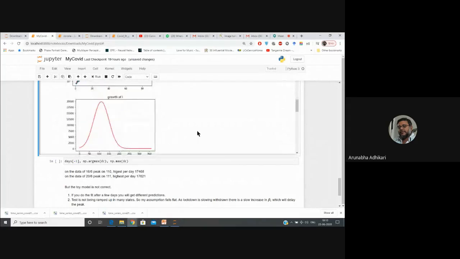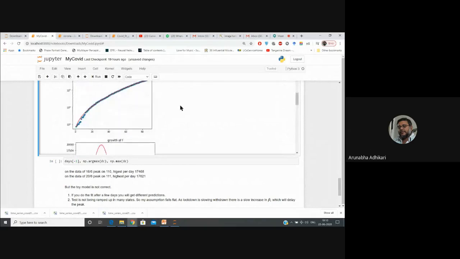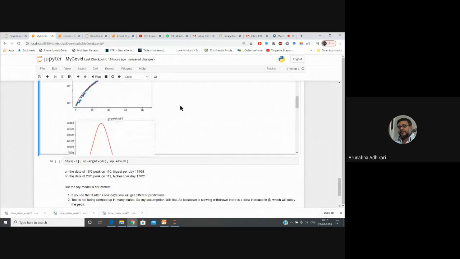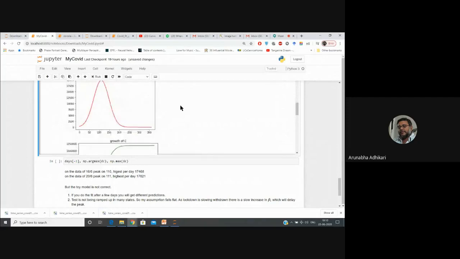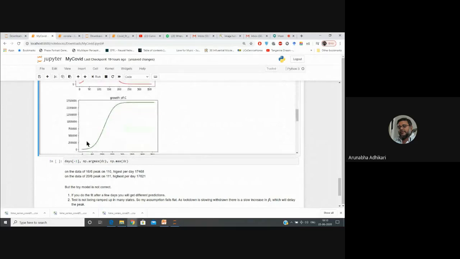And this is the growth of I, the invisible spreaders, how they will behave with time. And now after this fit, what I did, I extrapolated that to the future. And so this is how the I group, the infected group, will behave with time. And this is how C will behave, the number of cases.